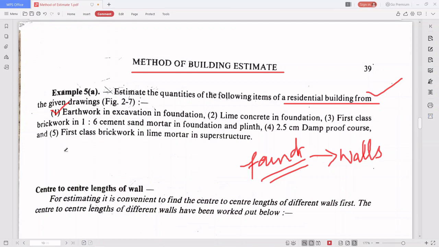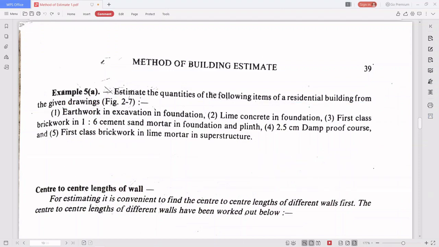So, for earthwork in excavation in foundation, first we have to calculate how much we need to excavate. Then we have to put lime concrete in foundation. Then first class brickwork in 1:6 cement sand mortar in foundation and plinth, so brickwork is necessary up to plinth. After brickwork, a 2.5 centimeter damp proof course, then first class brickwork in lime mortar in superstructure. So these five works we need to do now.